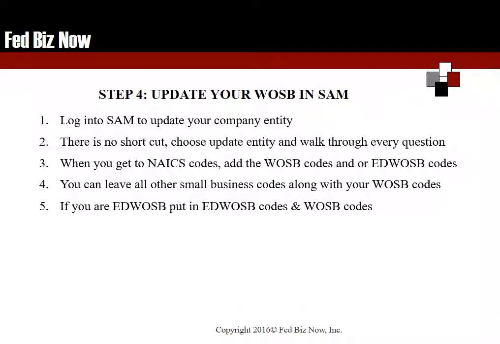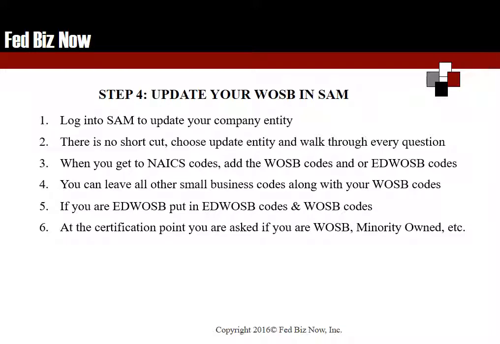Remember, your other codes that you have in there are for regular small business opportunities, or it could be for your 8(a) opportunities or any other type of opportunity, your HUBZone. Whatever it may be, you can have them both. So number 5, I'm just reiterating, if you're an EDWOSB, you put in both EDWOSB codes and WOSB codes.